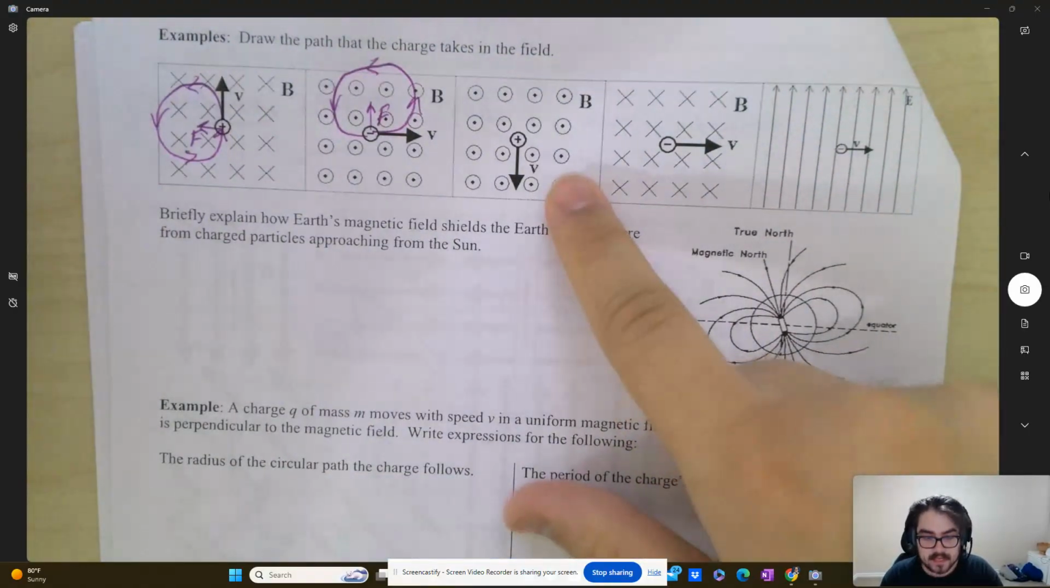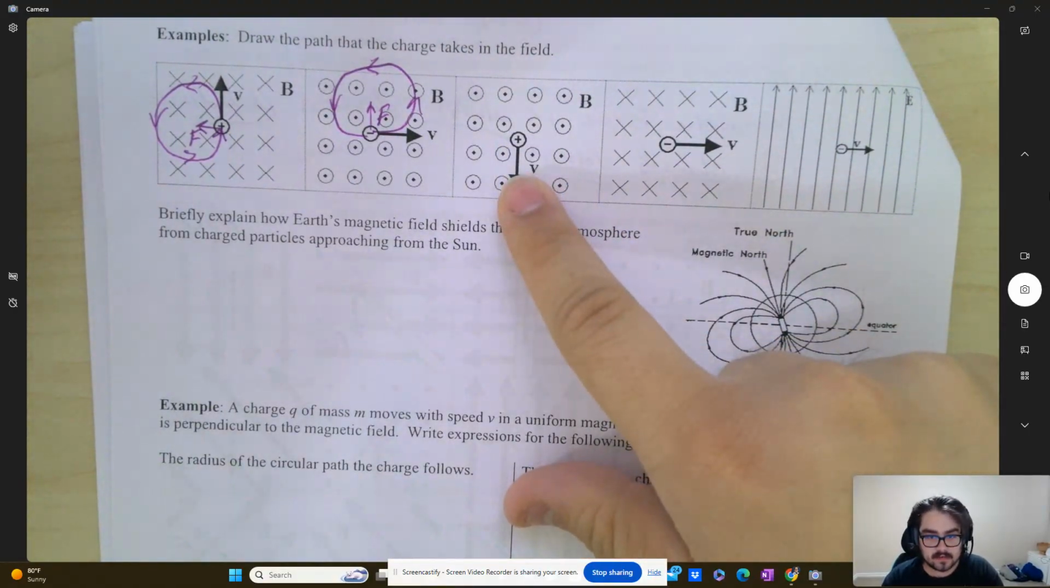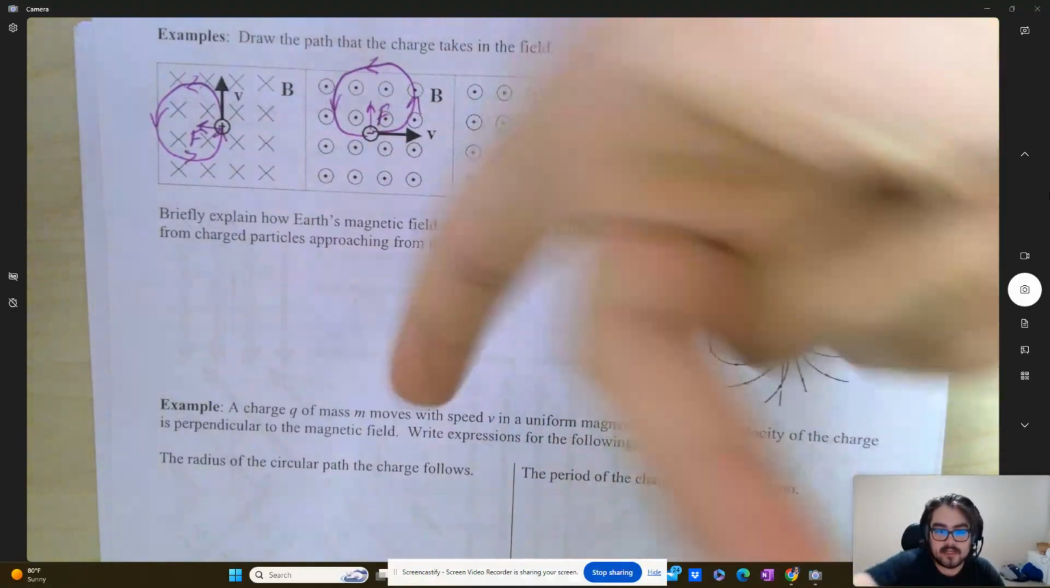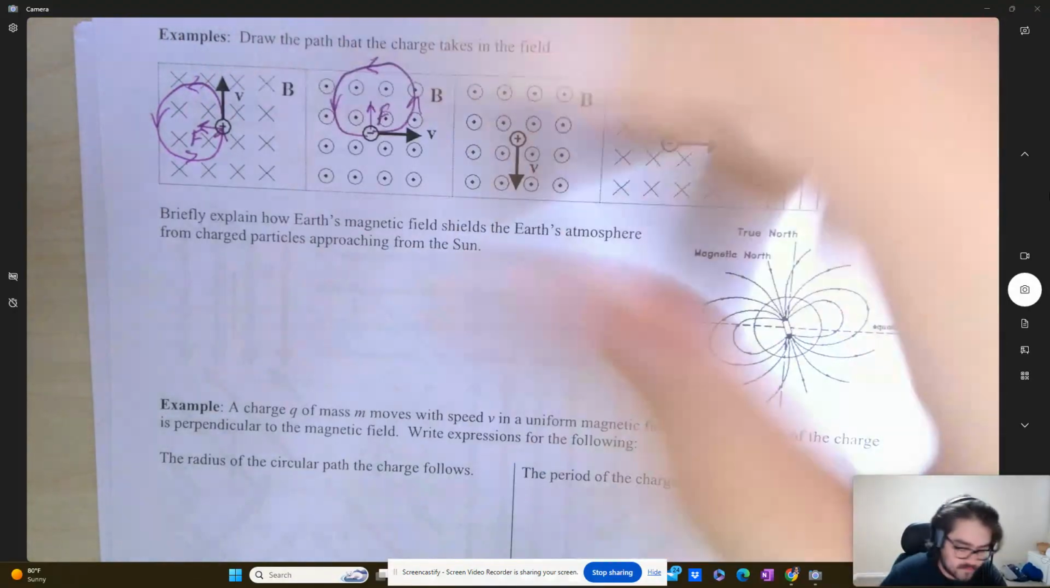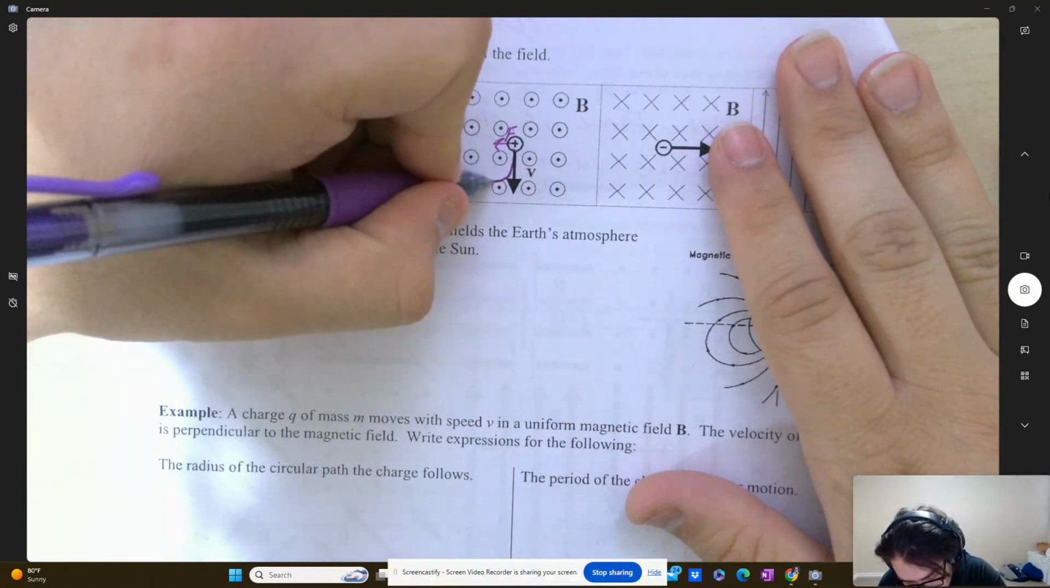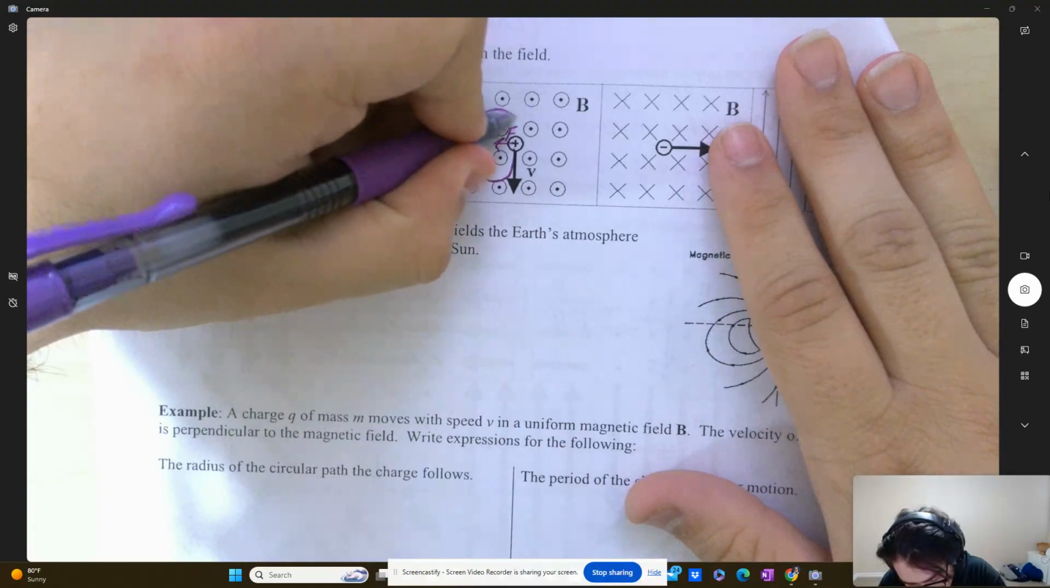For B, the charge is moving down to the right. Or, sorry, just straight down. It's a positive charge. B field out of the page. Then we would notice that the force goes to the left. And then it would go all the way around in a big circle.